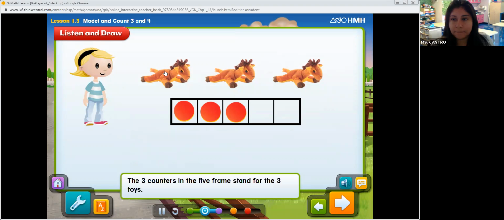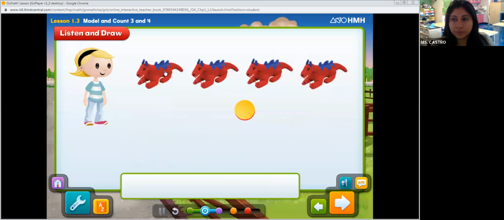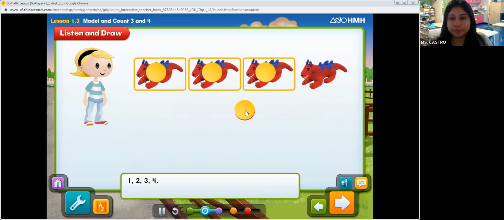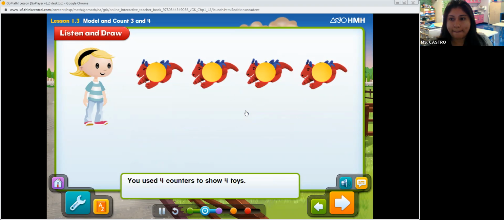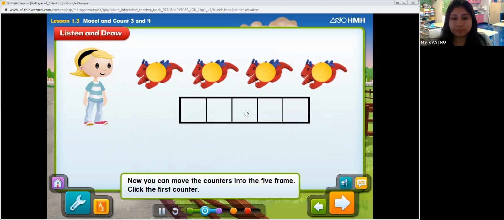How many counters do you use to show 4 toys? Click to place one counter on each of the toys. 1, 2, 3, 4. You used 4 counters to show 4 toys. Now you can move the counters into the 5 frame.